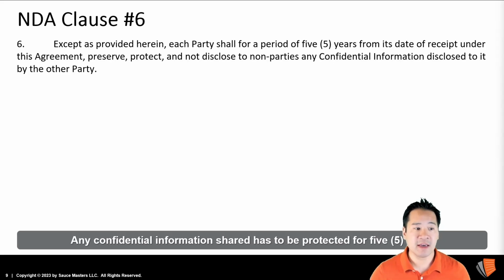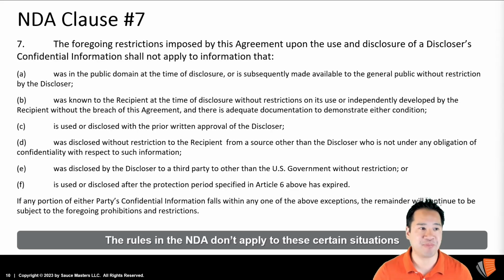Clause number 6 is a period of protection. It says for how long the confidential information has to be protected. Our template that we offer is 5 years from the date of receipt. So someone tells you, or you tell someone, confidential information, it's got to be protected for 5 years. We'll get to it, but the period of protection that I just described is different from the term of the agreement, which is really more of an expiration date. And we'll explain that when we get to it.